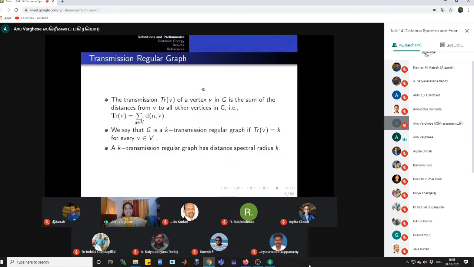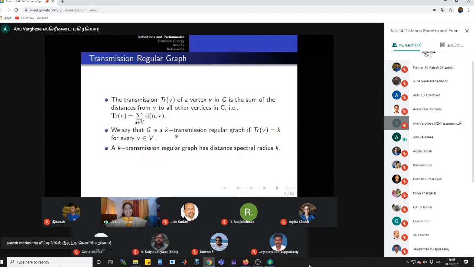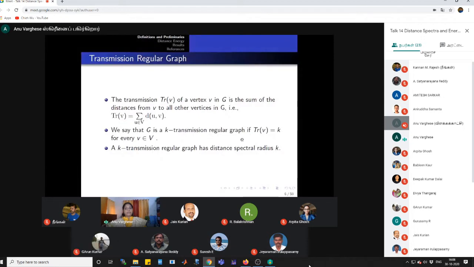Next is a transmission regular graph. A transmission is denoted by TR of v for a vertex v in G, and the transmission of vertex v is the sum of the distances of all vertices from v. That is, summation d of uv, the distance from v to all other vertices. The sum of such distances is the transmission of v. A graph is said to be k transmission regular if the transmission of v is a constant k for all vertices v in the vertex set of G.